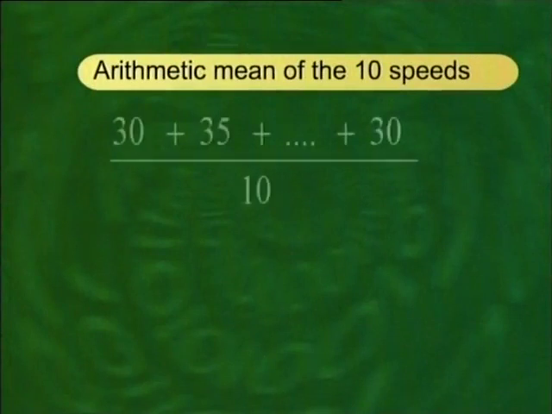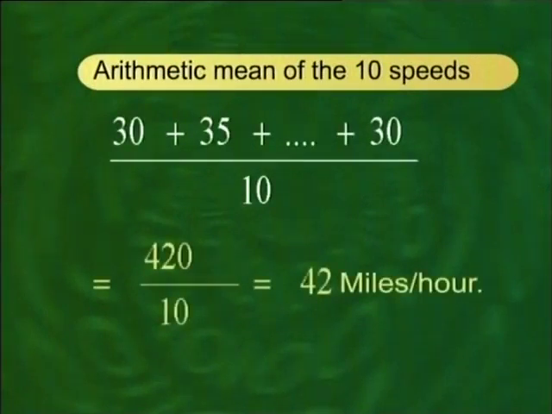Once again, the first thing that comes to mind is that if we want the average speed, we should simply find the arithmetic mean of the 10 speeds that we have. So if we do that, we obtain 30 plus 35 plus so on up to 30 divided by 10, and that is equal to 42 miles per hour.